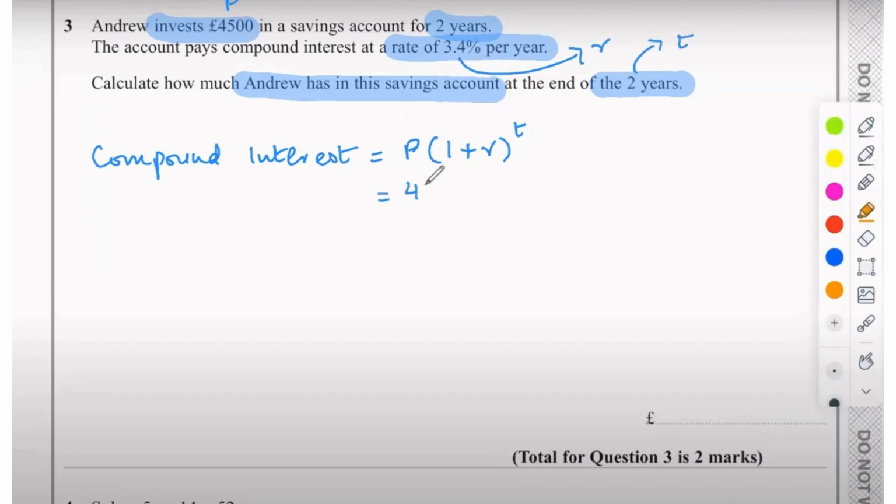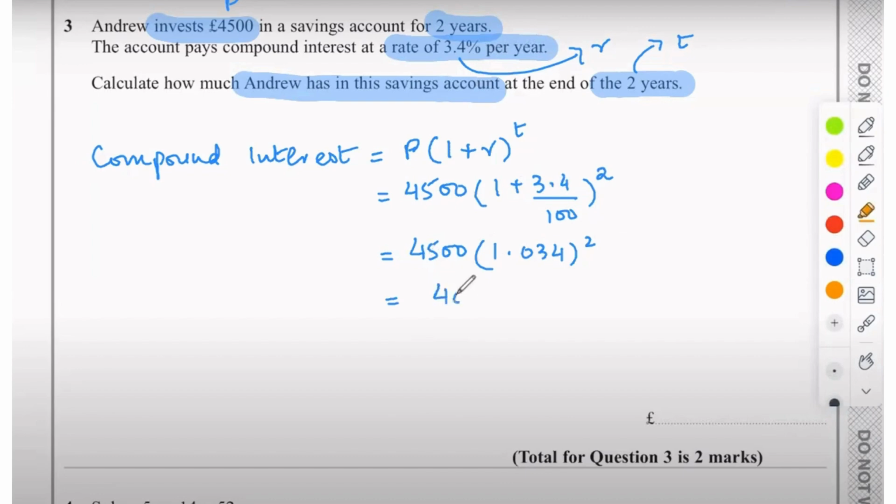So that's going to be 4,500 times (1 plus 3.4 over 100). Always write your percentage as a fraction. So 3.4% is going to be 3.4 over 100, and to the power of 2. So that's going to be 4,500 times 1.034 to the power of 2. When you plug this in the calculator, what you should get is 4,811.202 pounds.